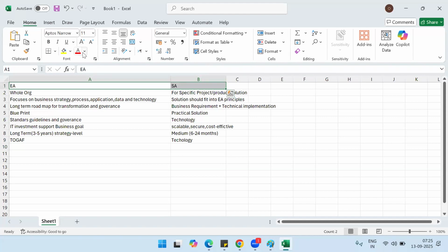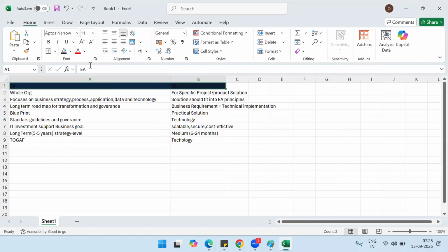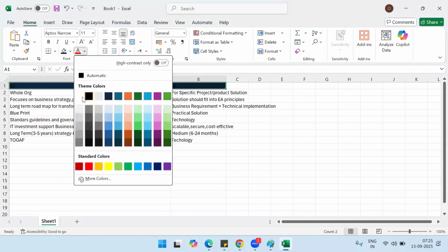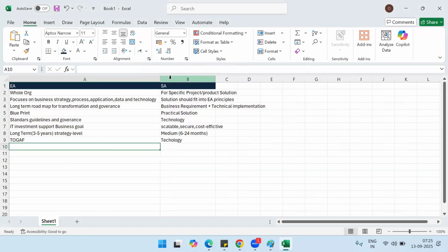So Raman, if you look at this, it looks like from a solution architecture perspective, they're supposed to be more technical, right? Yes, the solution architect is more technical. But as an enterprise architect, you do need to understand technology and so on. Let me give you one example.